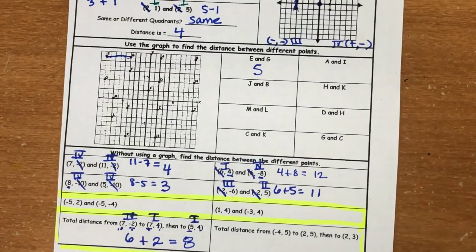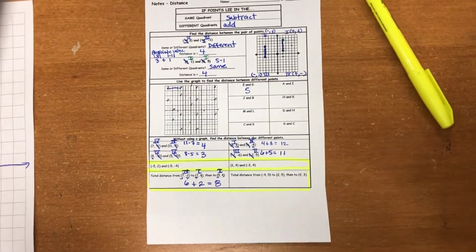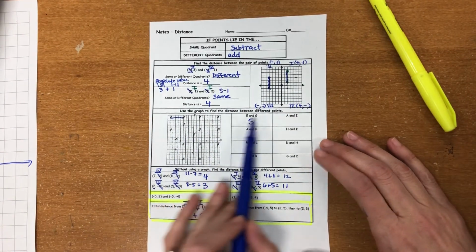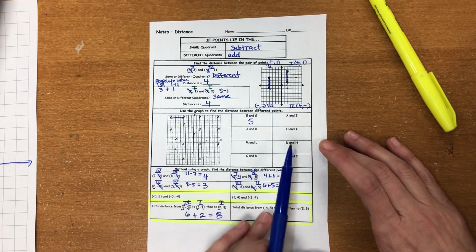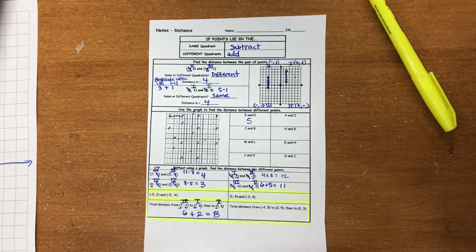So again, this is going to be your distance notes, okay? Make sure, again, you complete this middle section, okay? And the ones that I highlighted. All right, and we will talk about distance in class.